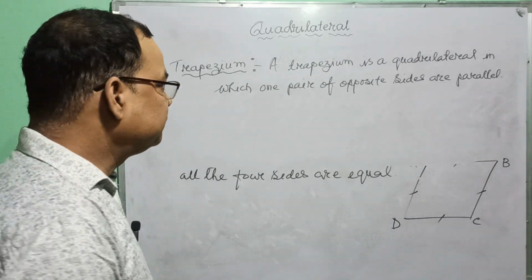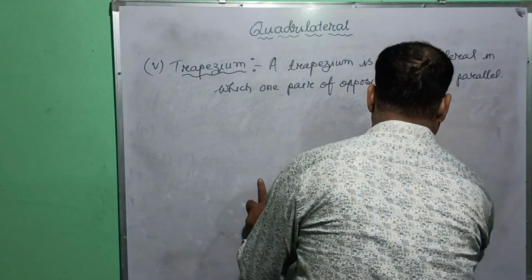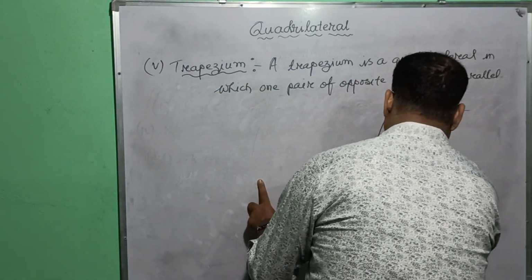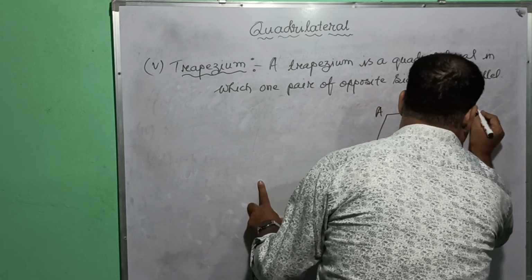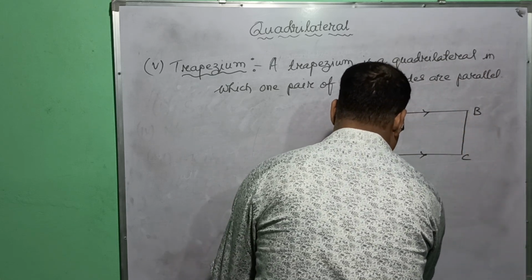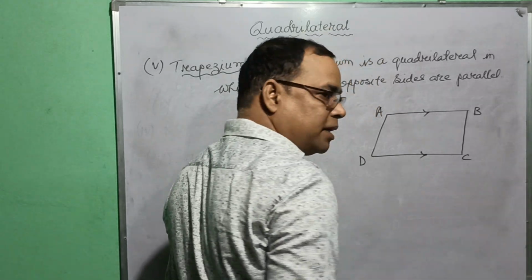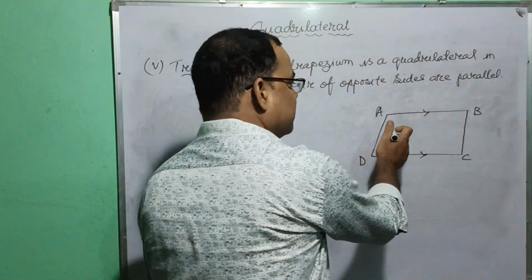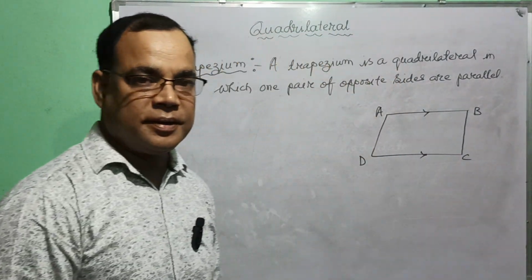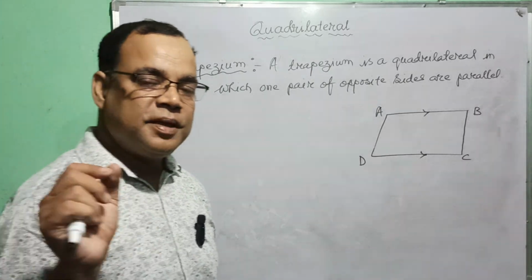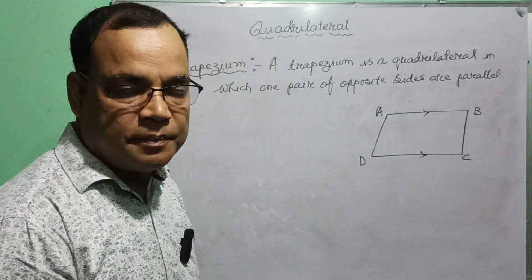So what is an isosceles trapezium? First of all, let me draw the figure of a trapezium, then you can understand. So if ABCD be a trapezium, then according to the definition, one pair of opposite sides, here the one pair is AB and DC. So these two sides are parallel. So AD and BC are called non-parallel sides, and these two sides may not be parallel also. If it is parallel also, then also it is a trapezium. But the minimum condition is that one pair of opposite sides must be parallel.